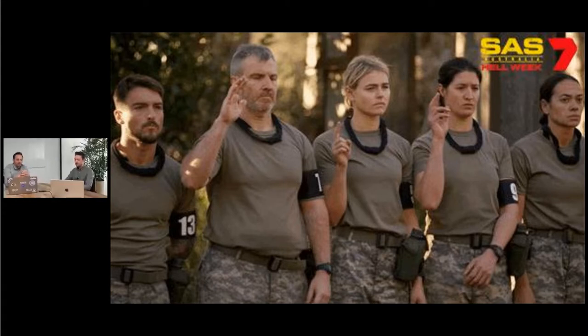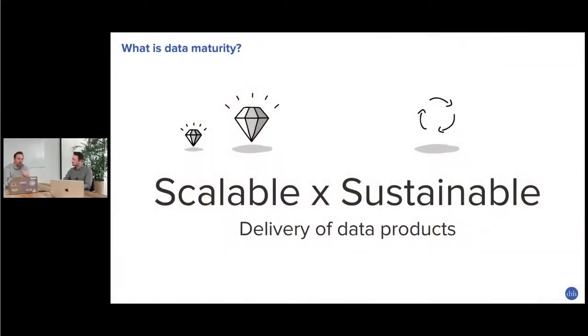Which brings us to a definition that we came up with of what data maturity actually is. What do we mean when we meet an organization that has, in our opinion, a high level of data maturity? Well, in fact, it comes down to 2 dimensions. It comes down to having the ability to deliver data products in a scalable and sustainable way. Johnny, can you explain a bit, because that's a mouthful, right? What do we mean with scalable and sustainable delivery of data products?